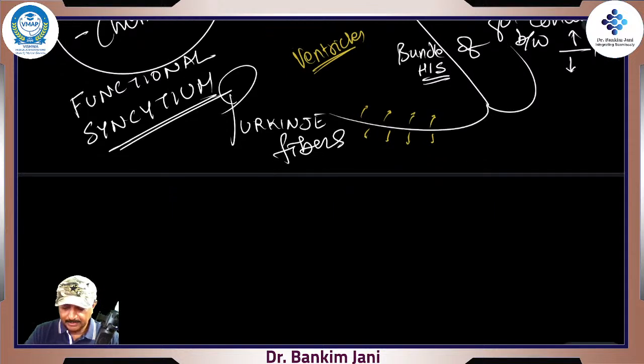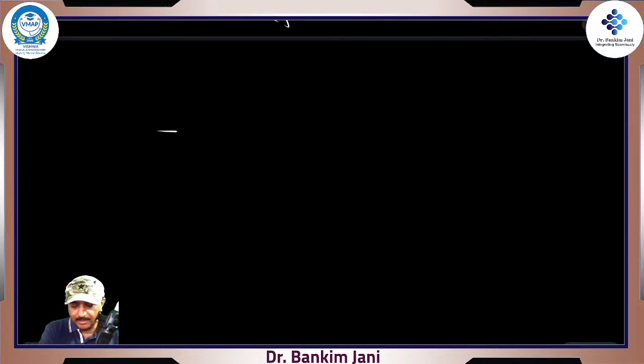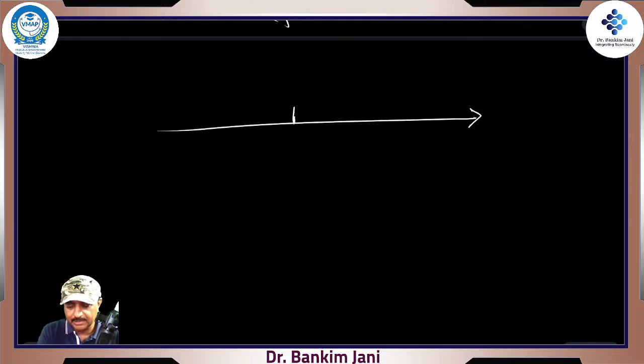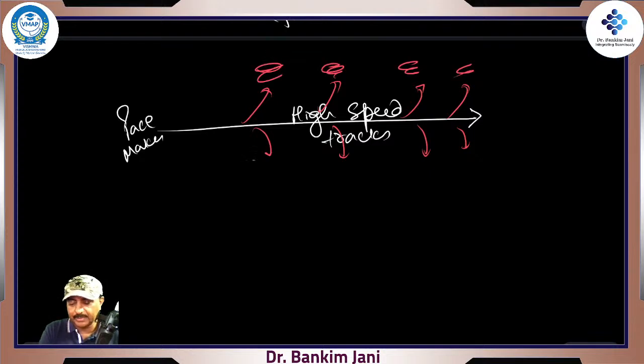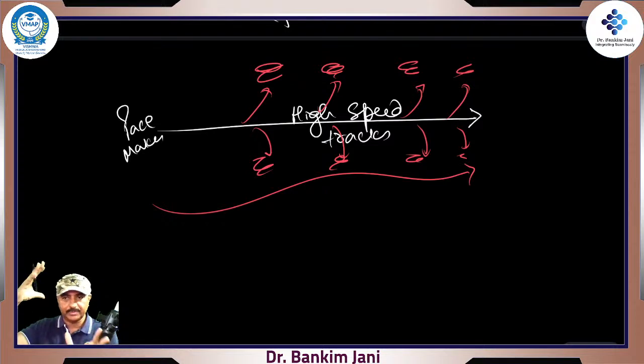So at this point, think of these tracks as high speed tracks on which those pacemakers are sending the messages, right? And they spread to the cardiac myocytes on both sides, so that all of them contract. So this is like a wave which is passing, and all of them start contracting. This is the mechanism of how it works.